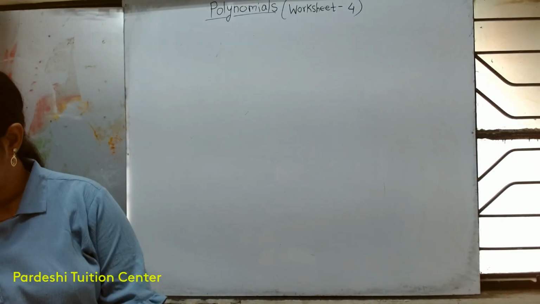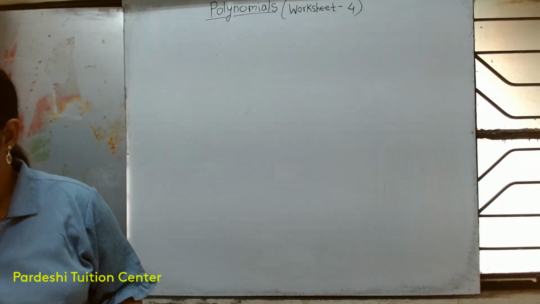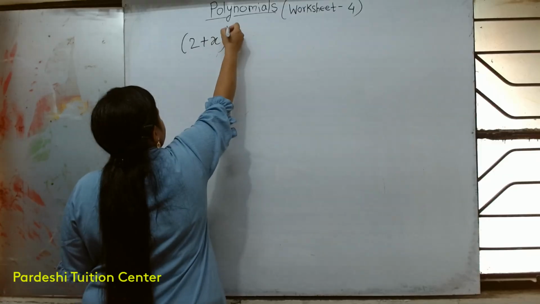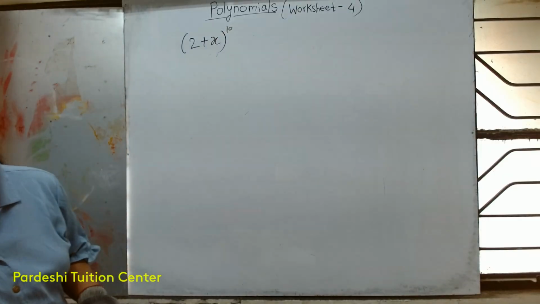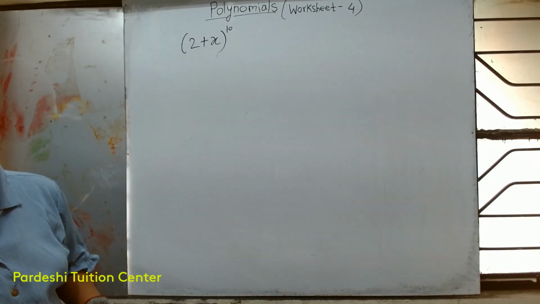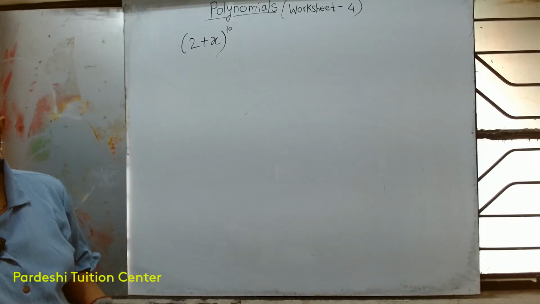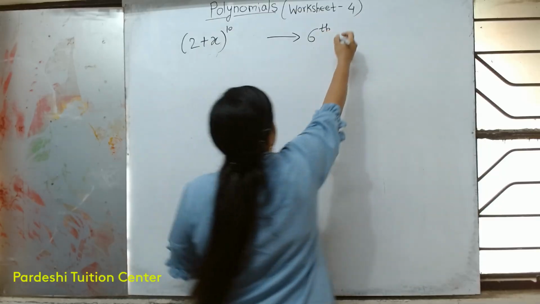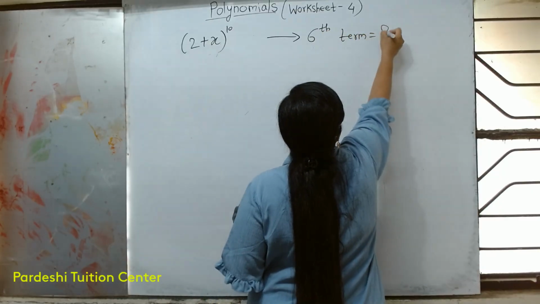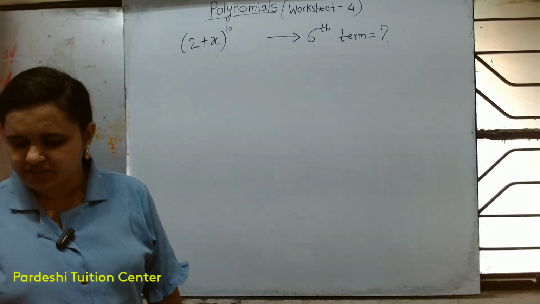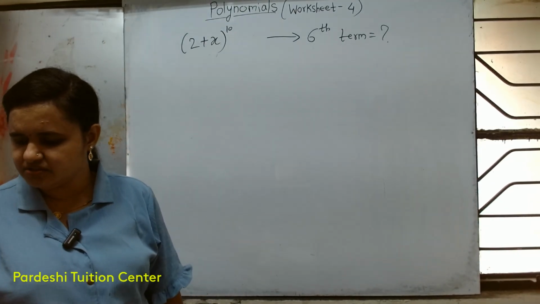Now fifth one: the sixth term in the expansion of (2 plus x) to the power 10. Now we have to find the sixth term in this expansion. So we have studied binomial expansion. Do you remember the previous lecture? We have studied binomial expansion.